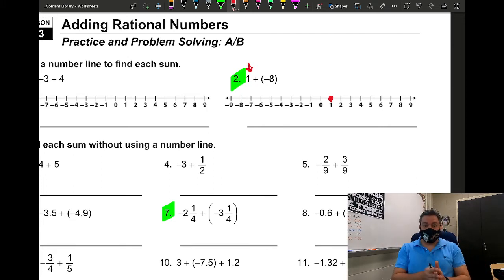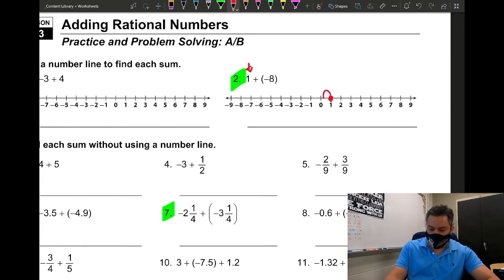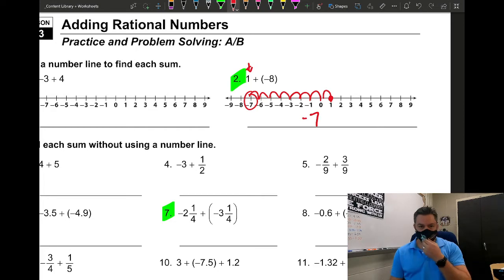So again, on a number line, if it's positive, you go to the right. If it's negative, you go to the left. Very good. In this case, we have a negative 8. So we're going to move how many to the left? 8. So from here, we'll do 1, 2, 3, 4, 5, 6, 7, 8. And where we land is my answer.